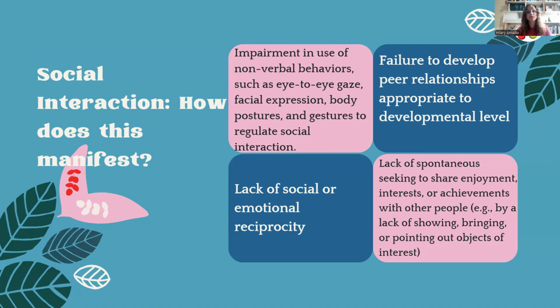You might see impairments in the use of nonverbal behavior, such as eye-to-eye gaze, facial expressions, body postures, and gestures to regulate social interaction. You might see the failure to develop peer relationships appropriate to developmental level, or the lack of social and emotional reciprocity, a lack of spontaneous seeking to share enjoyment, interests, or achievements with other people, such as by a lack of showing, bringing, or pointing out objects of interest.